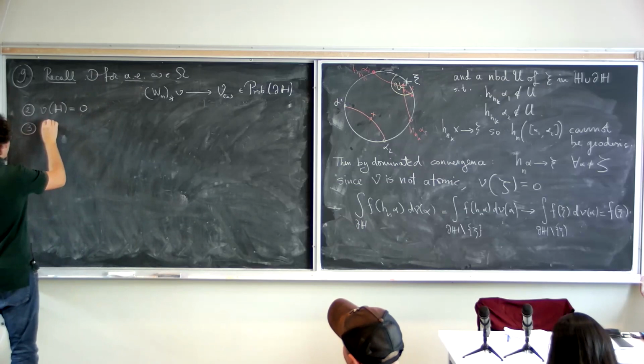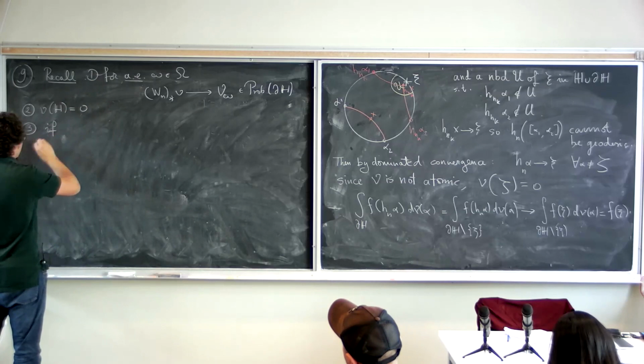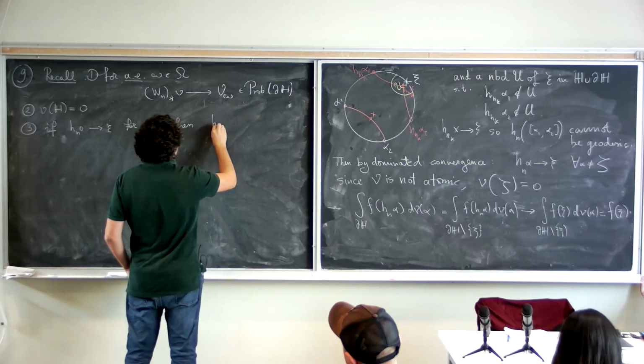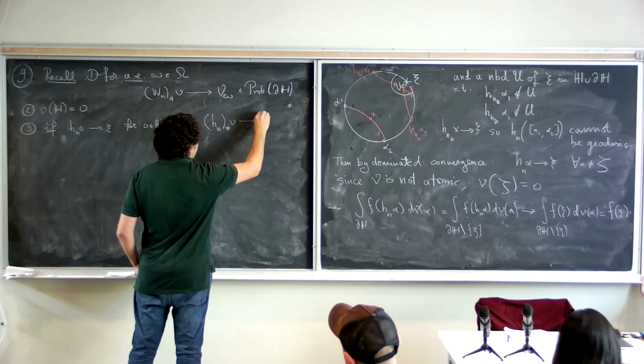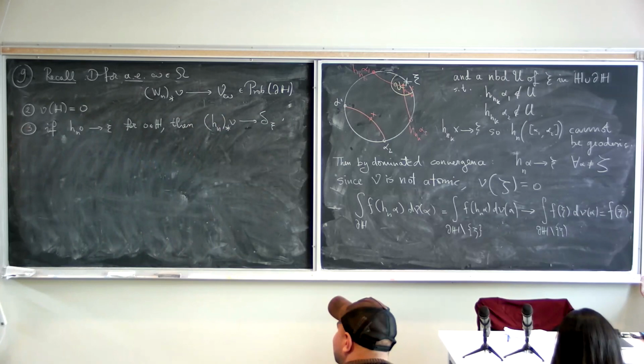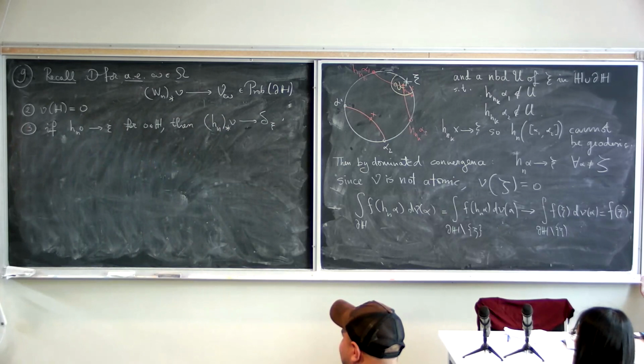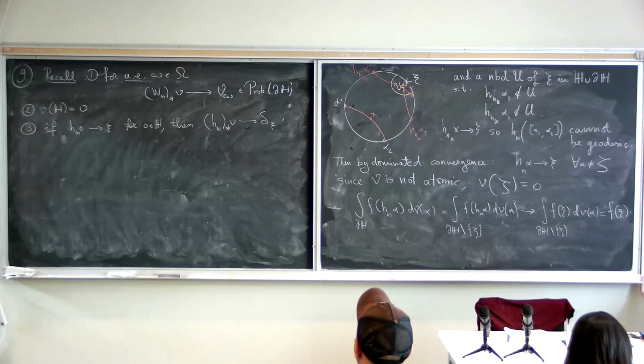The third one is that if h_n of O converges to psi for O in H, then h_n star nu converges to the delta mass at psi. Plus three, I wonder if the converse of it is correct, that you know that h_n of nu converges to the delta mass thing, then probably the sequence has to converge to that point. Yeah, because you're integrating over a neighborhood of psi. Yeah, I think that's true. Okay, so how do we put these things together?